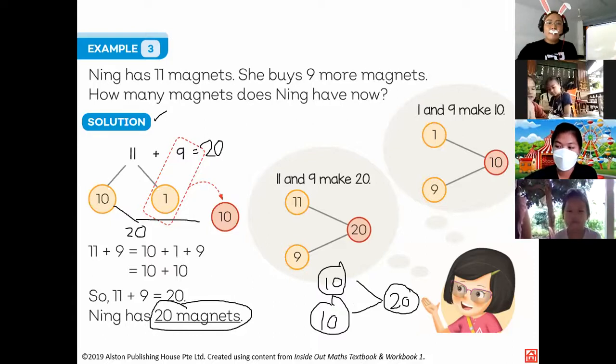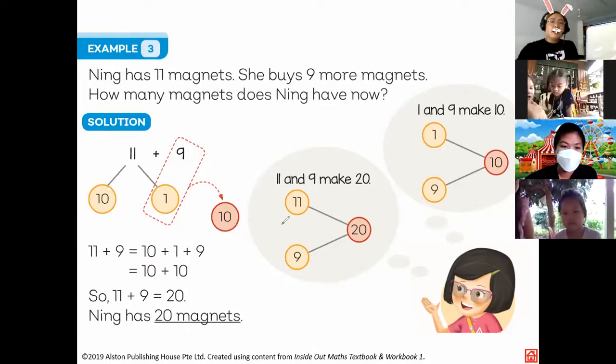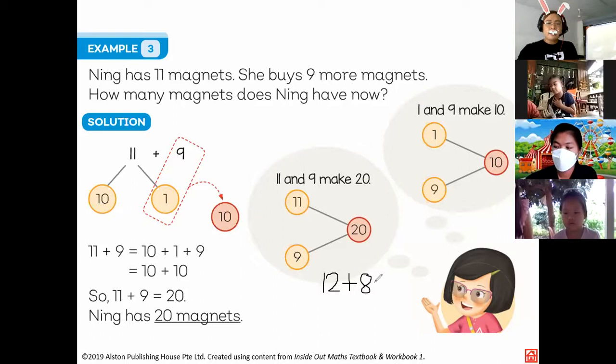Okay, let's have an example class. I have 12 magnets plus 8 magnets. How many magnets total?